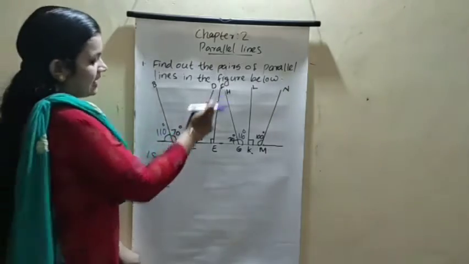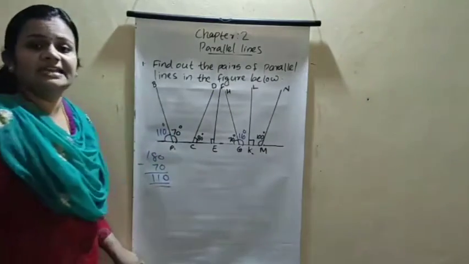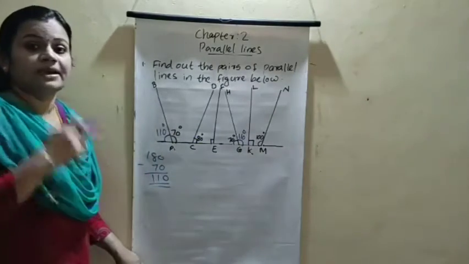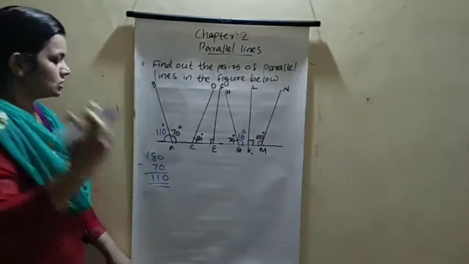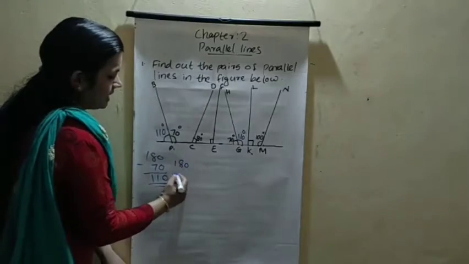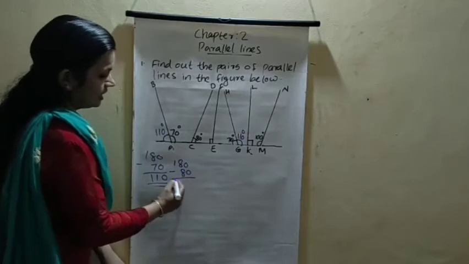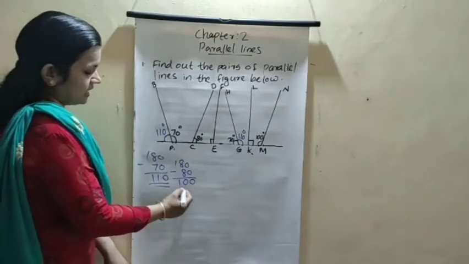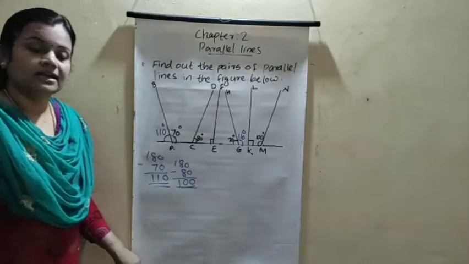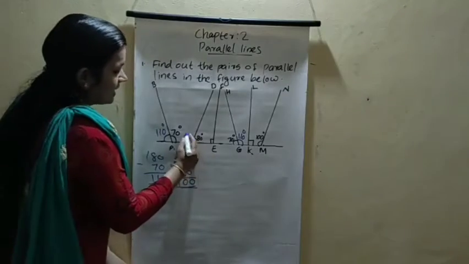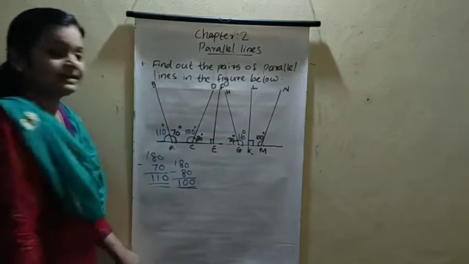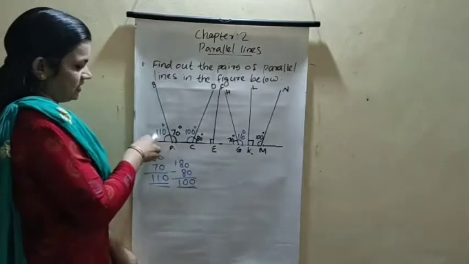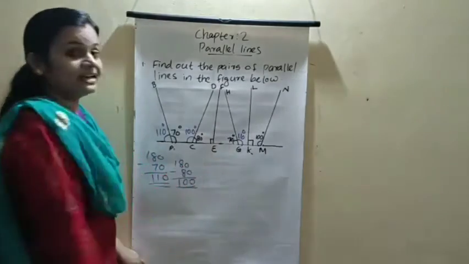Next, CD. On CD only 80 degree is given. The same method we are using. This is a linear pair. Linear pairs make 180 degree. So we do 180 minus 80, which is 100. This is also 100 degree. So we got two angles, 70 degree and 110 degree. This is also 70 degree and 110 degree.